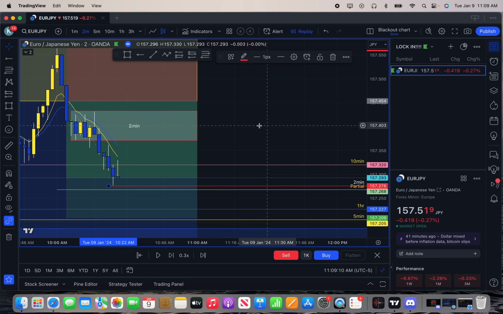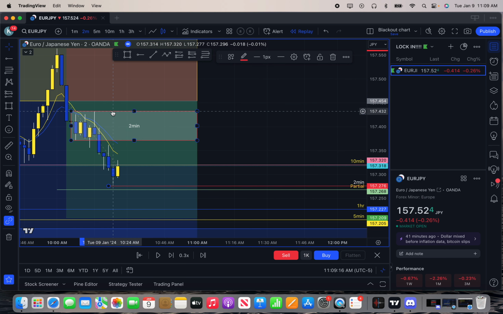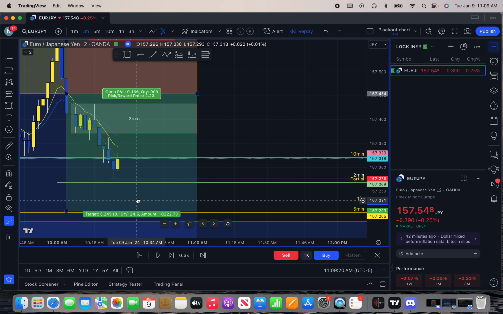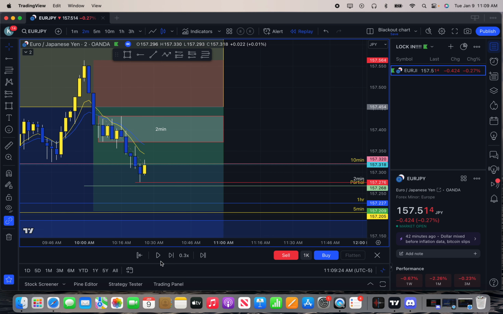Boom. Now it started its retrace. So this solidifies this market structure. So either we're going to get a test here and a push off, or it's either going to break and we're going to get an early exit, or it's going to just at some point break the structure and continue to the downside. So let's see what ends up happening.